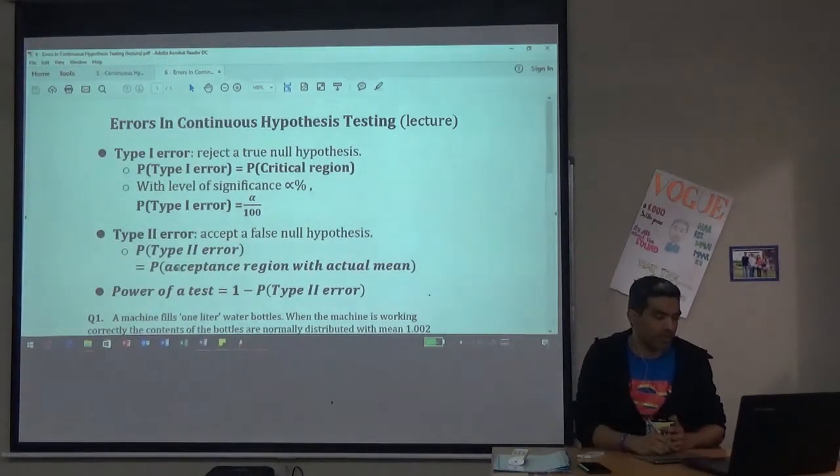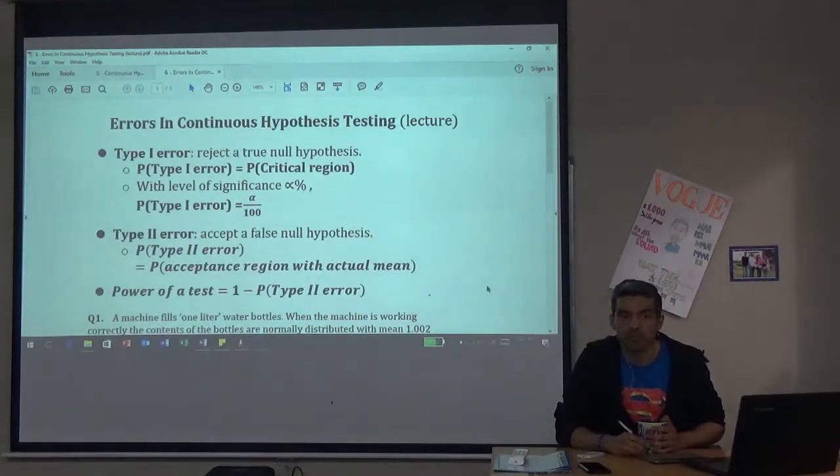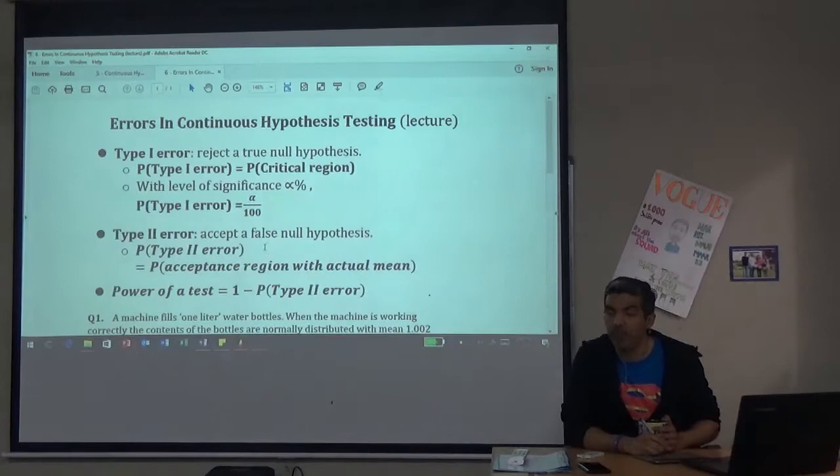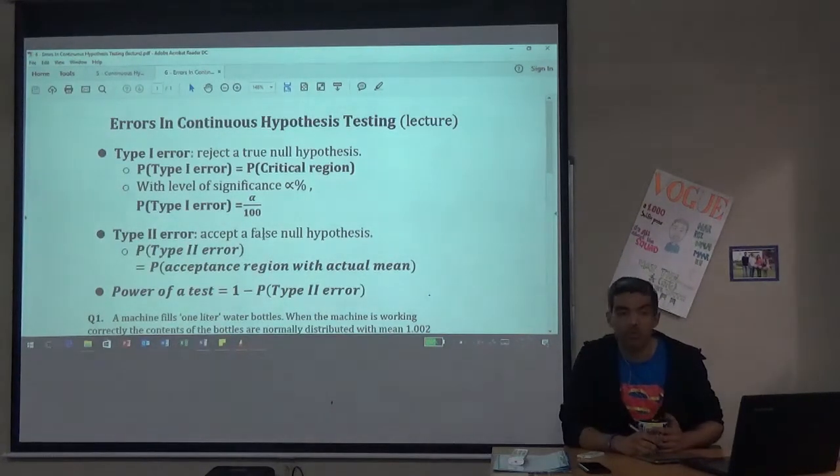So that's what I've written over here. Type 2 error is the probability of the acceptance region with the actual mean, not with the mean that you were starting off with, the claim of the company. Because here you're saying that the hypothesis is false. That's why the whole discussion of the type 2 error is happening here. Because you've accidentally accepted it, but you know it's false. You somehow got to know it's false.